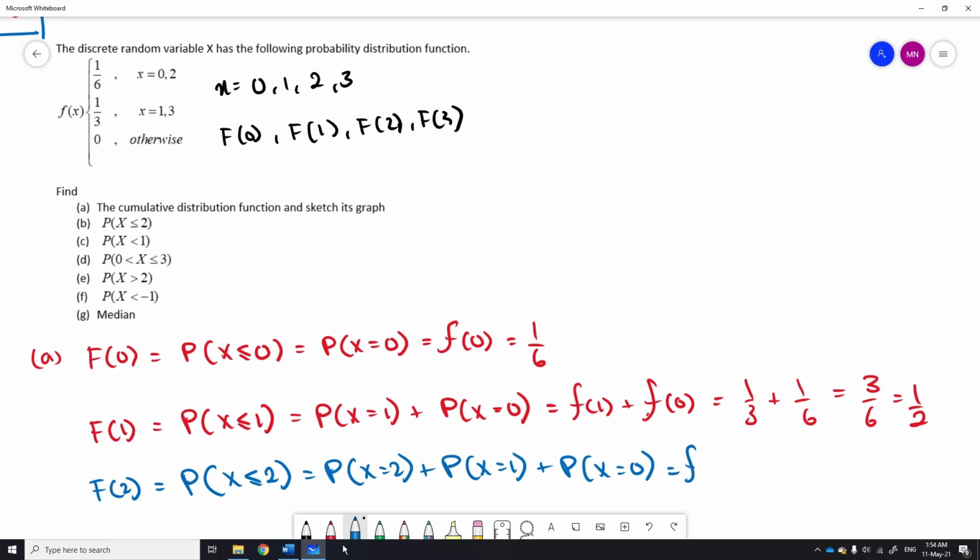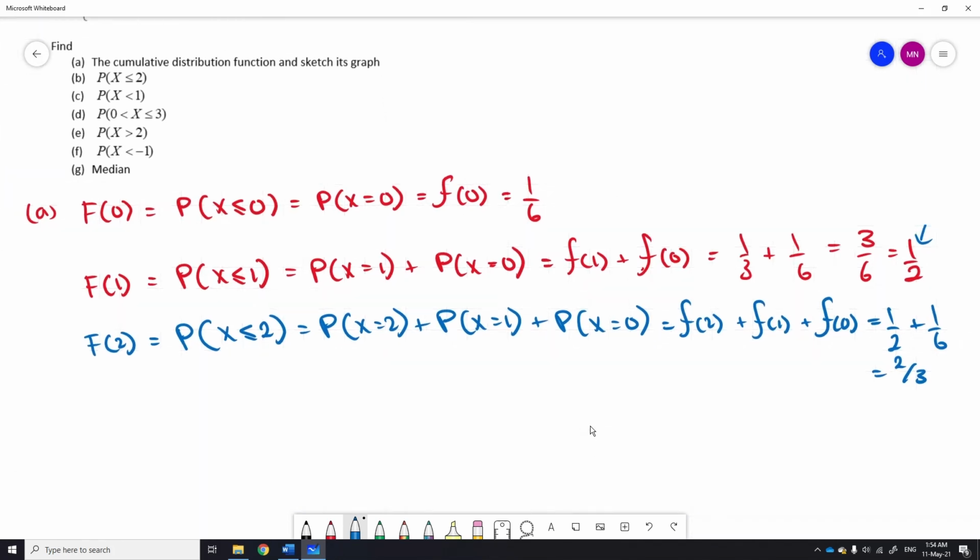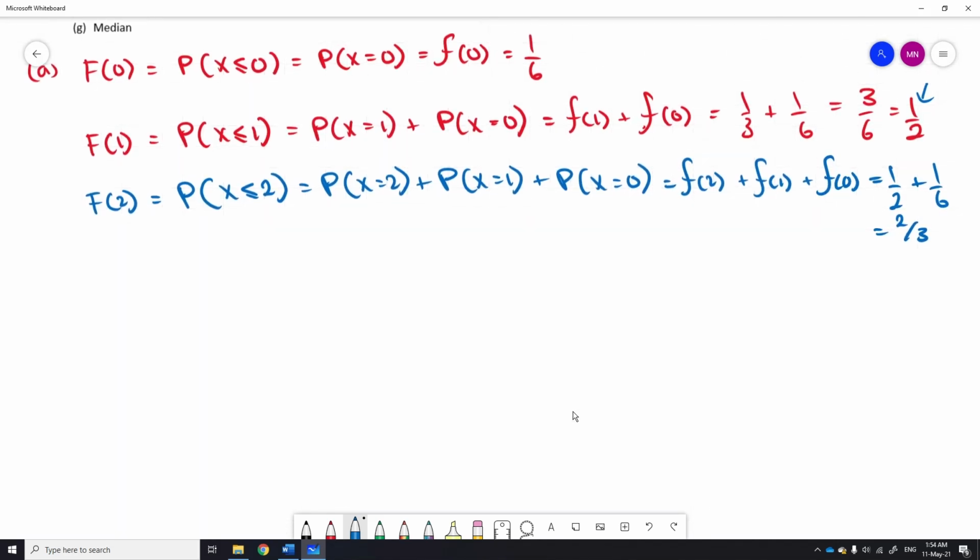And then f2 plus f1 plus f0 is equal to 1 over 2 from the previous f1. Previously we calculated from here, 1 over 2 plus 1 over 6, so we have 2 over 3. So that is only until f2. Then next one is for f3.